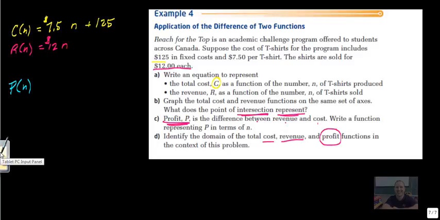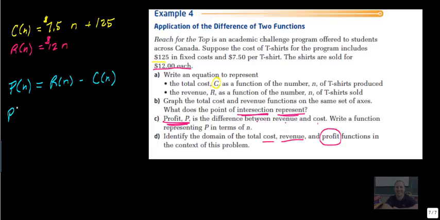Profit is going to be how much we end up with in the long run, right? So it's going to be, which one's first? Revenue minus cost or cost minus revenue? Okay, revenue minus cost. Yeah, how much do you make? Take away the stuff that you owe or that you have to put in.